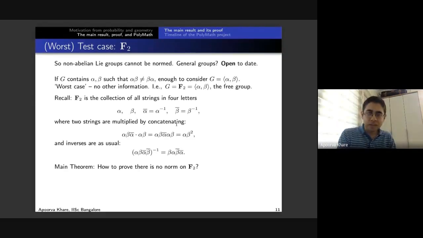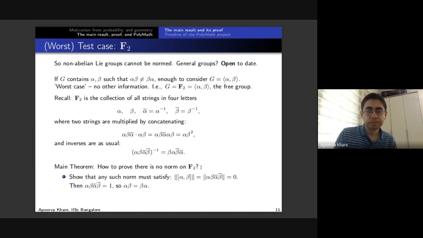So the main theorem then, the non-trivial part, is to prove that there is no norm on F2. Sorry, two implies one. If it has a metric and a norm, a translation invariant metric which is scaling invariant, then the group is abelian and torsion-free. Torsion-free is easy, so it's just the fact that it's abelian. And so we have to prove that this holds for F2.